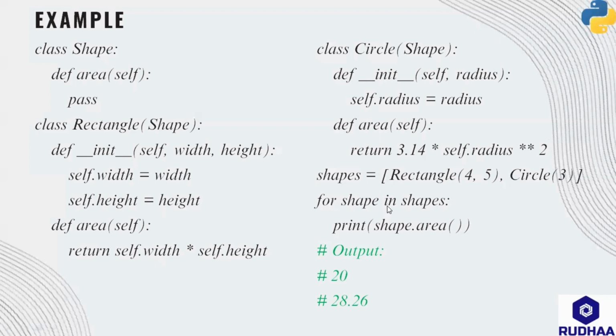So for shape in shapes, print(shape.area()). Whichever shape is assigned, that class's area method will be executed and printed. So this child class takes many forms and it gets implemented. So this concept is called polymorphism.